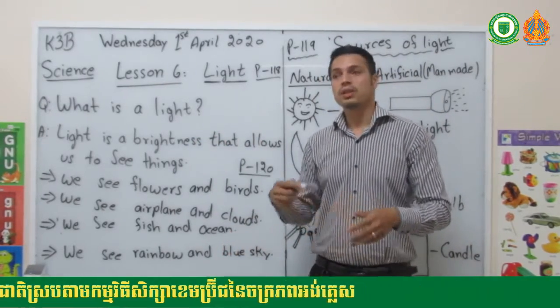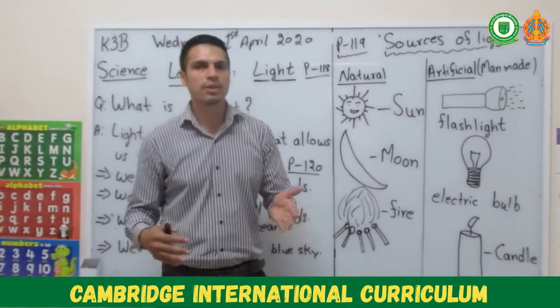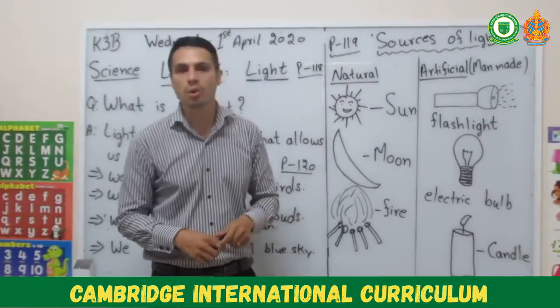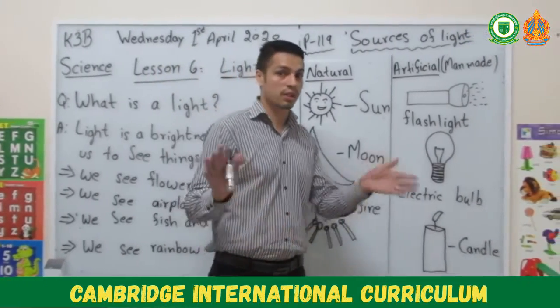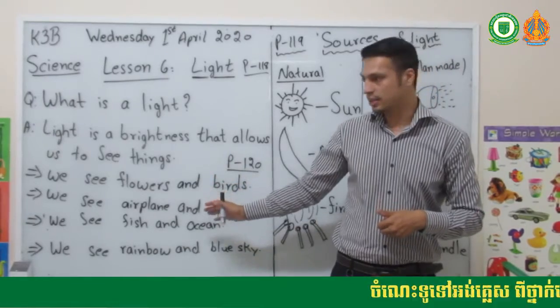Whenever it is dark, we need light to see things. In the dark we cannot see, like night time when there is no light we cannot see anything because it's dark. So we need light to see things.